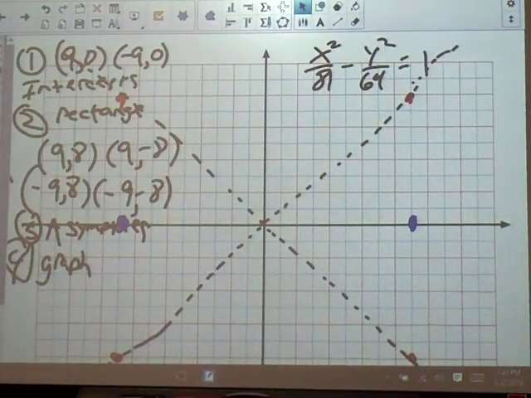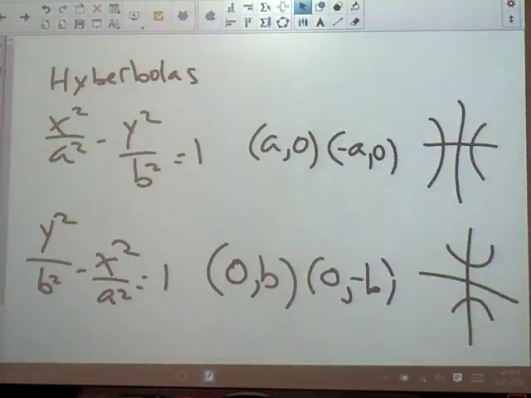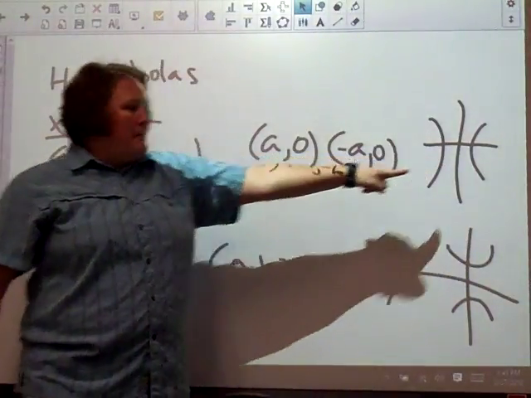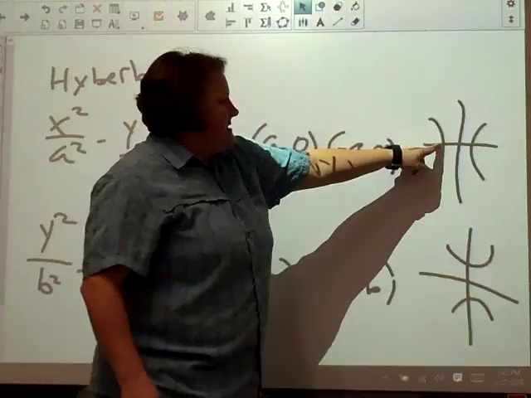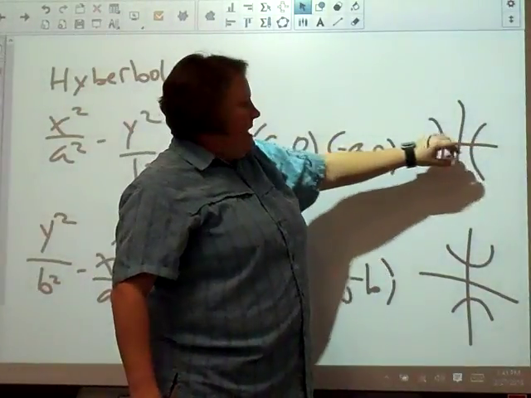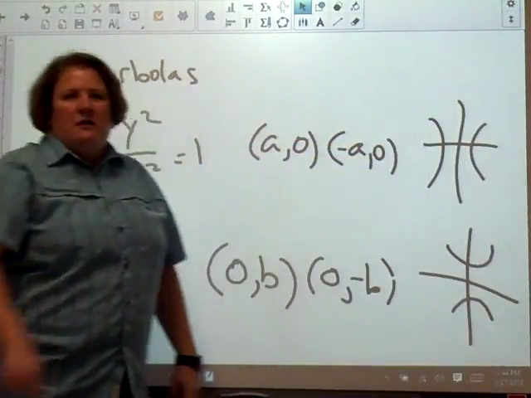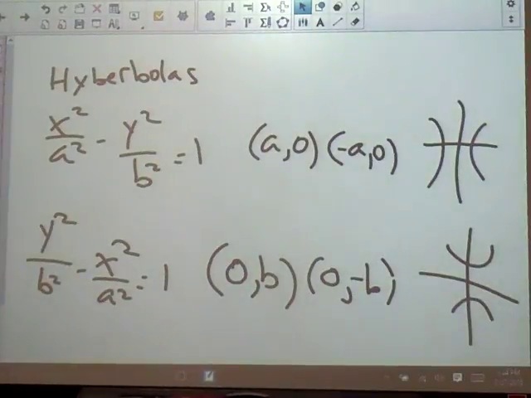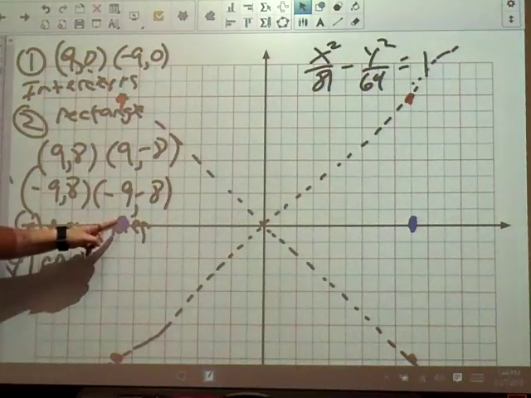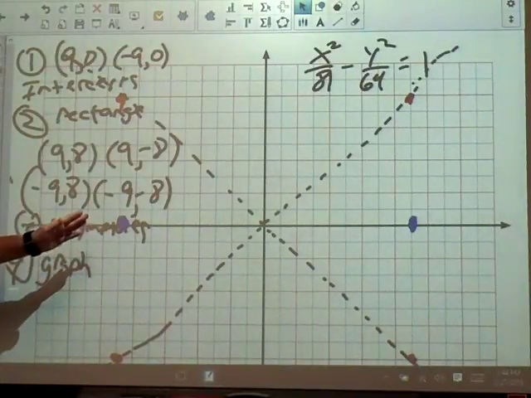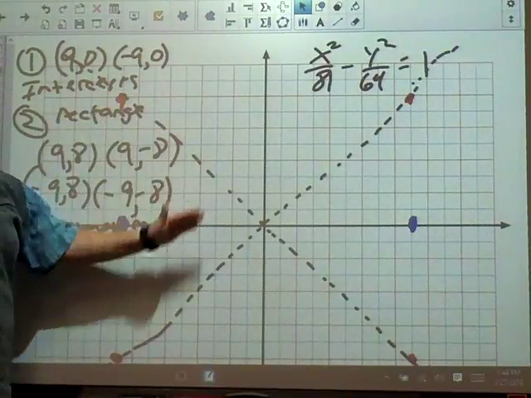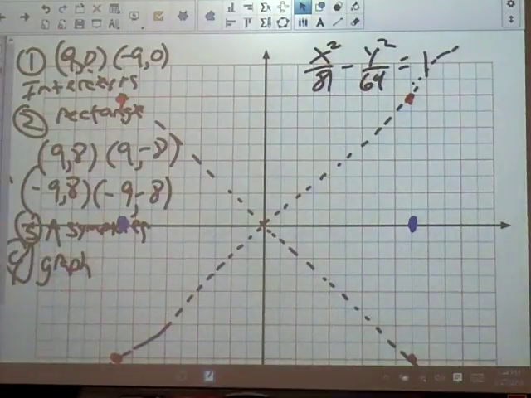My rules for drawing, remember, go back a page, this is going to look something like this. My rules for drawing are that the curve has to go through those intercept dots, and these curves have to stay within those asymptotes. Okay? So we've got to go through these blue dots. We got to get close to my dotted asymptotes, but not touch them.